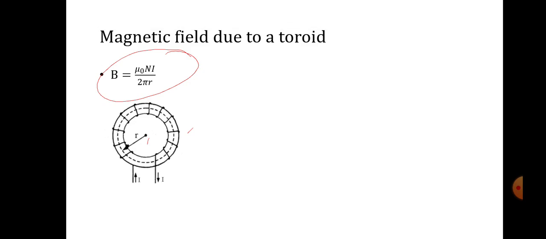Okay, now magnetic field due to a toroid. What is a toroid? A toroid is a solenoid that has been curved to become a circle, like as you see in this diagram. So if it is a toroid, the magnetic field is mu naught Ni all over 2 pi r.